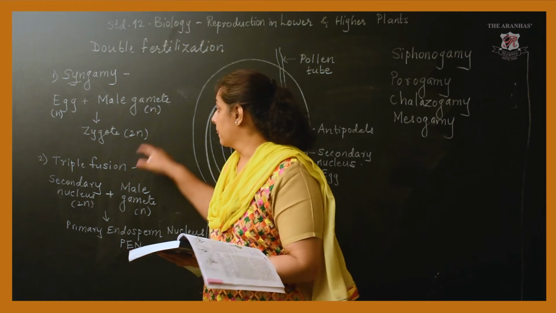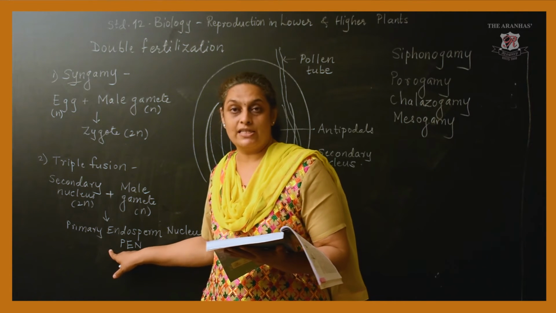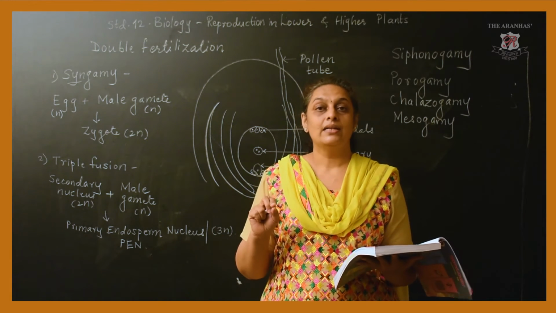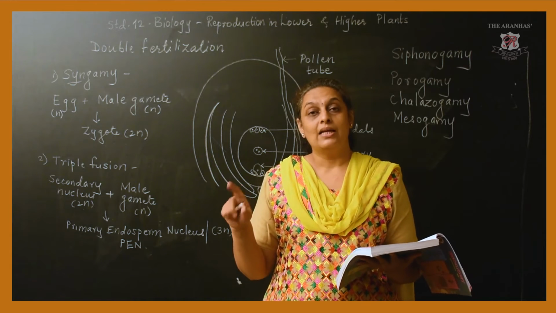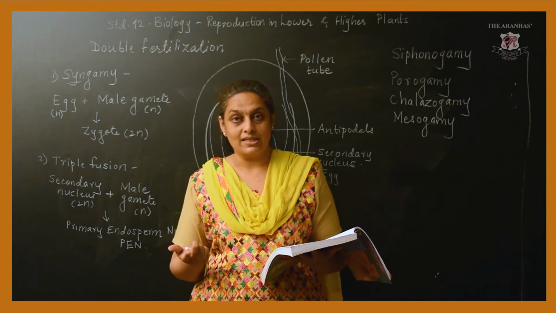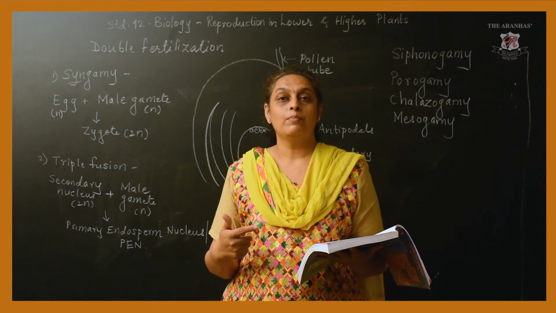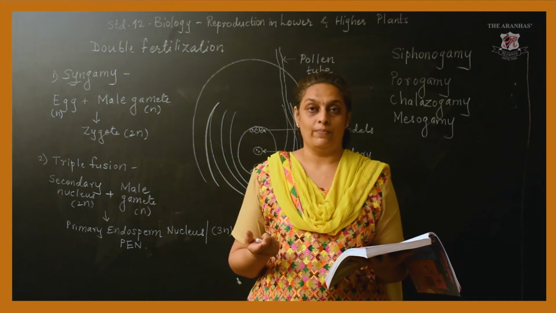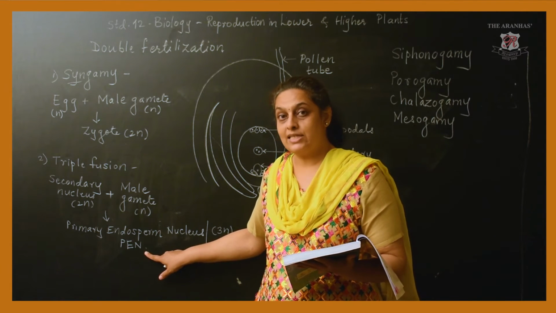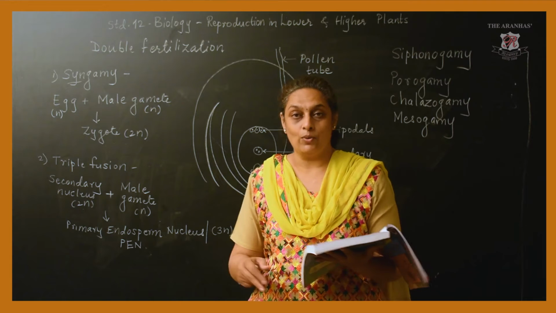Now you can see here both the male gametes are used, and in that the primary endosperm nucleus is formed. Initially, this primary endosperm nucleus is just one cell with a triploid structure. It also divides by mitosis and forms a structure called endosperm. Endosperm provides food to the embryo. So that is why formation of the primary endosperm nucleus is very necessary to provide nutrition to the developing embryo.